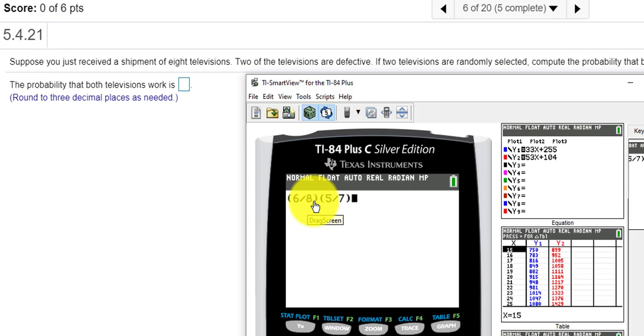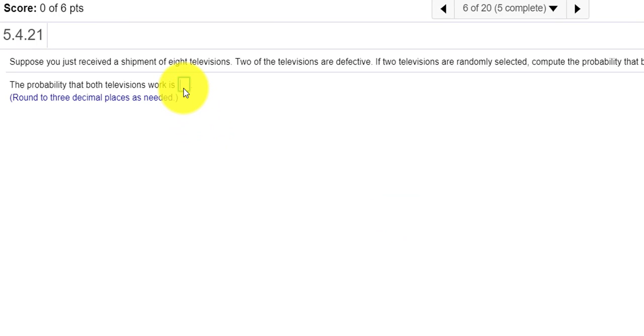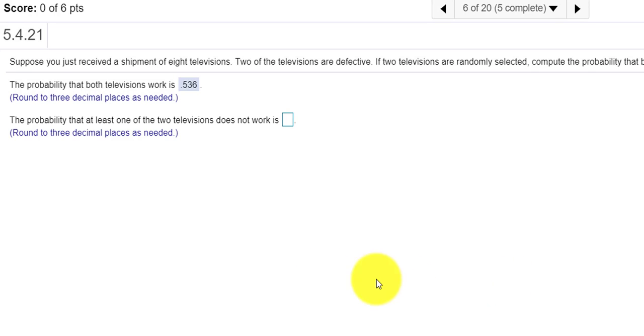Now, after I've picked the first television and it works, for the second pick, there's only 5 working televisions left because I've picked one. And out of 8 televisions, there's now only 7, because again, I've removed one of the televisions. It just happened to be that I removed a working television. So when I multiply this together, I get 0.535, but we have to round to 3 decimal places, so 0.536. 0.536, check answer, and we get the excellent.